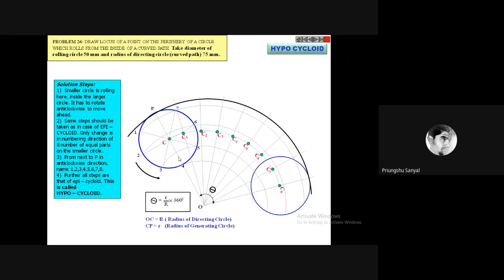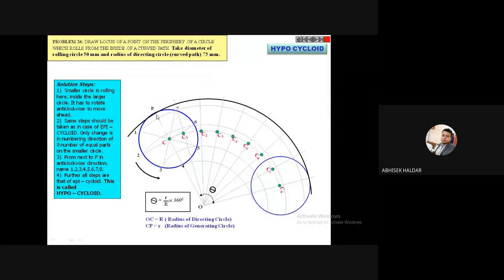So the dimensions are in centimeters, so we will take any arbitrary radius. No, no, not arbitrary. You see, here it is given 50 millimeter diameter. So what is the radius? 25 millimeter, right? 25 millimeter means 2.5 centimeter. You cannot take 2.5 centimeter on this line? That is very basic. You have to use the scale.